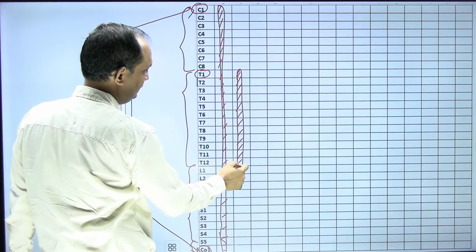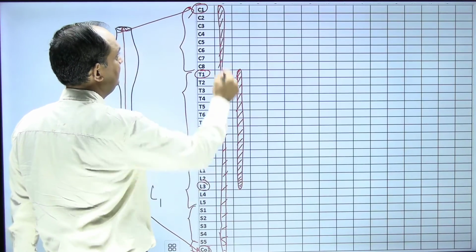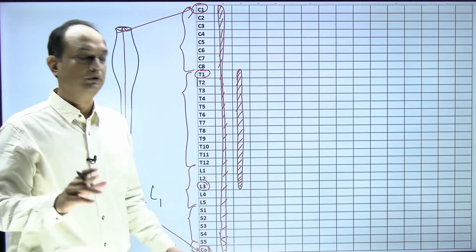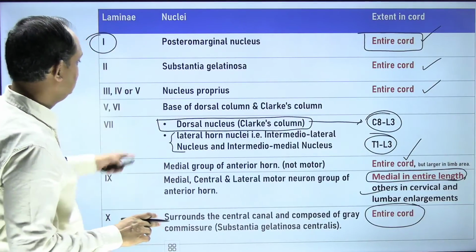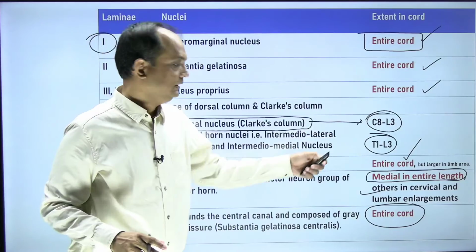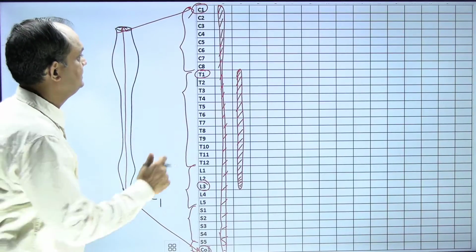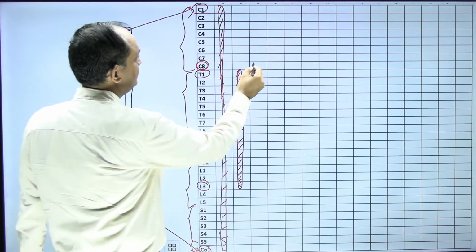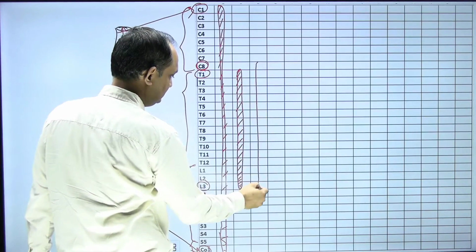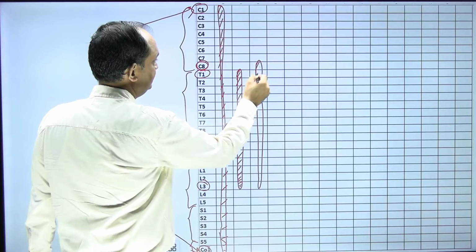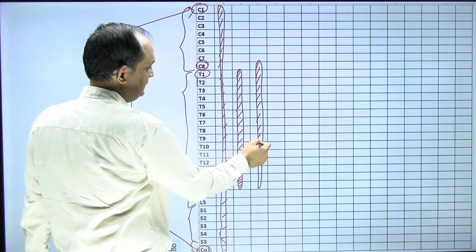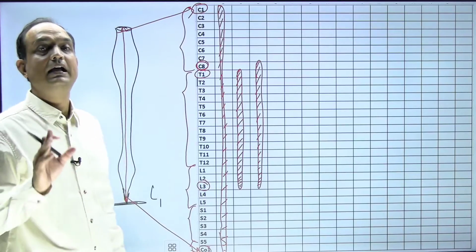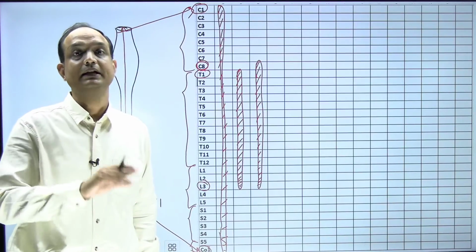Clear? Because it is not present in the whole length, I cannot draw it in the complete length. In the same way, suppose you are having the question on the dorsal nucleus of Clark column. Now dorsal nucleus of Clark column starts from the C8 and it ends at the level of again L3. So I am drawing, this is your Clark's column. Clear?